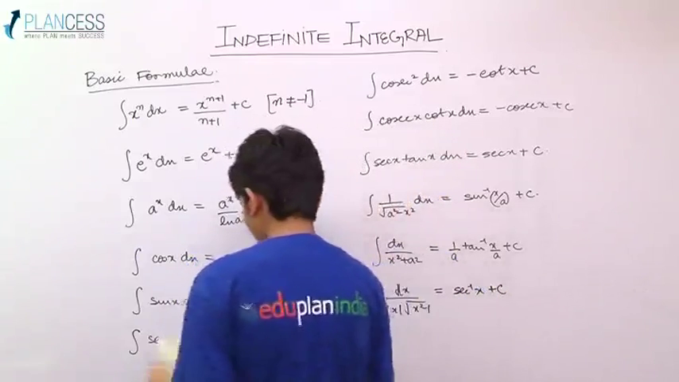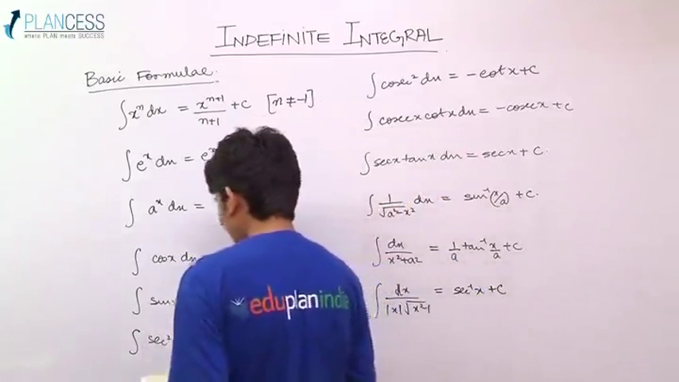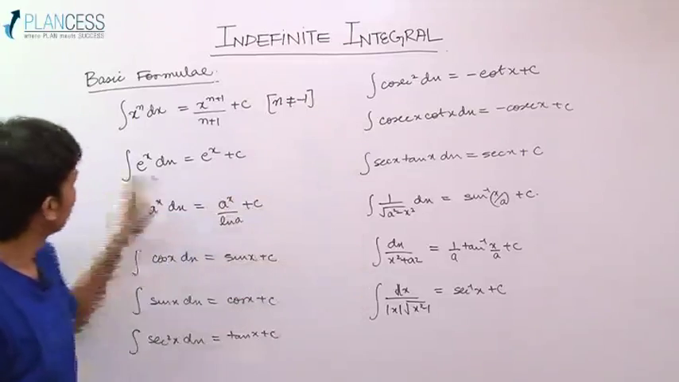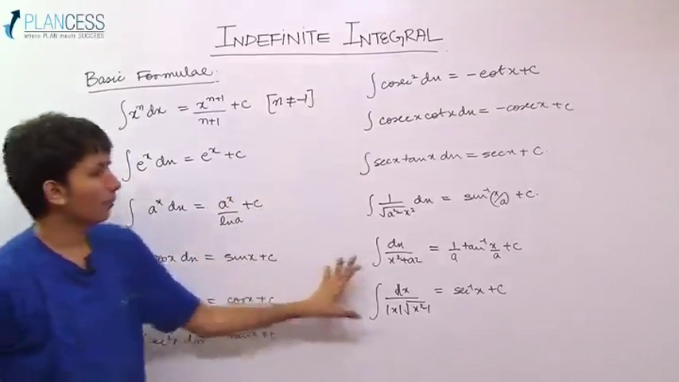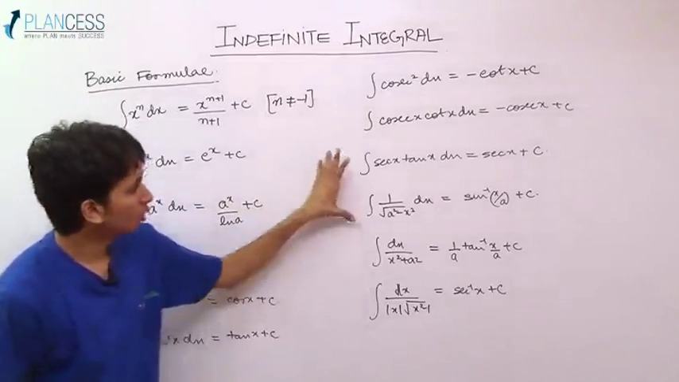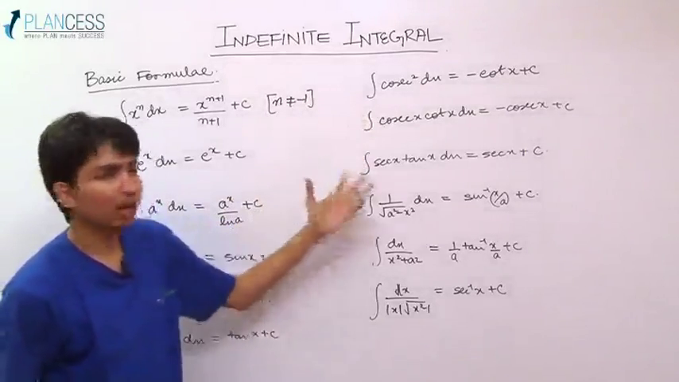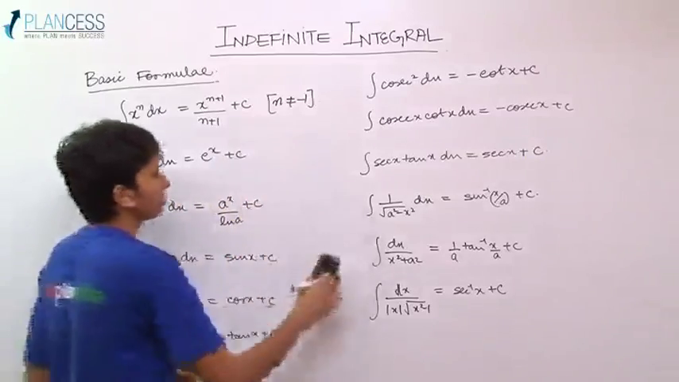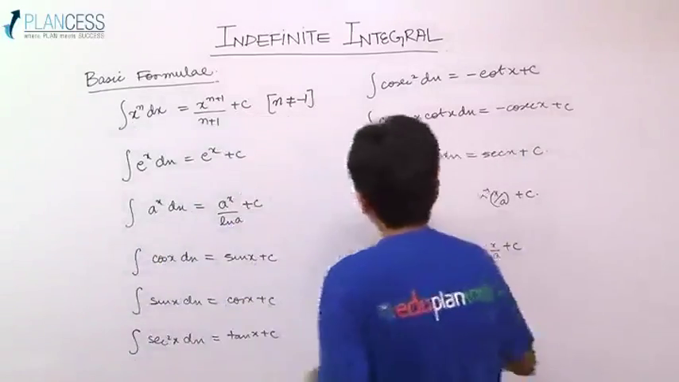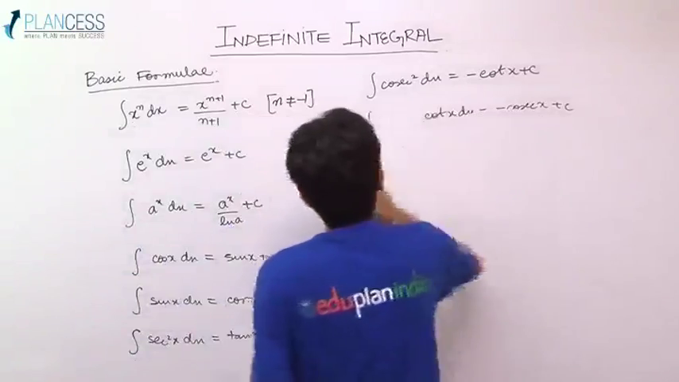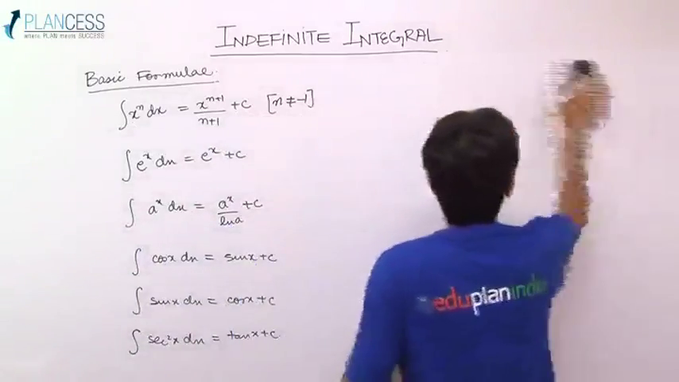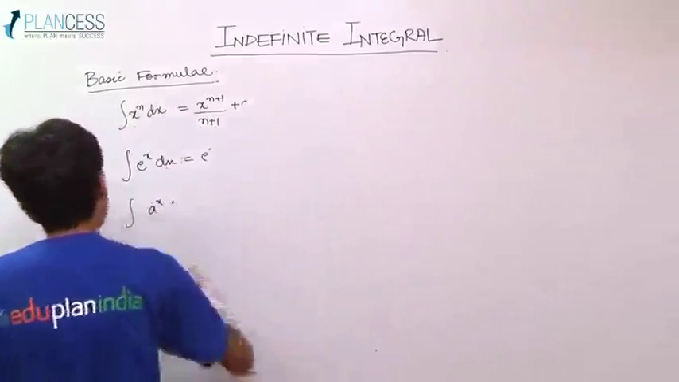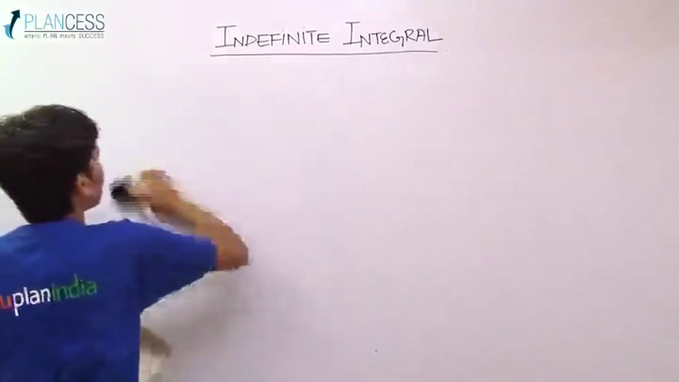Okay, so these are the fundamental ones. There are one or two more, but they will require proof. So the ones I have written here, these 12, are very basic, so you have to remember them by heart. They will be used intensively throughout the chapter, so remember them. Okay, so these are the basic formulae.